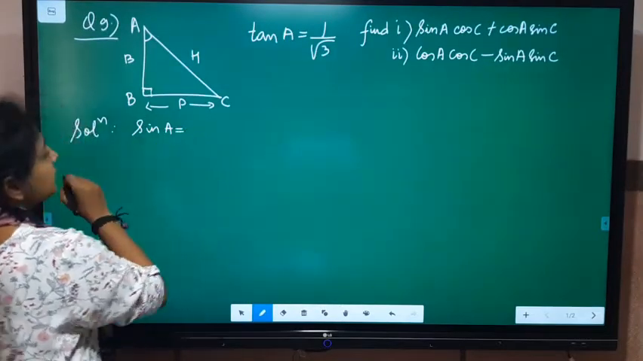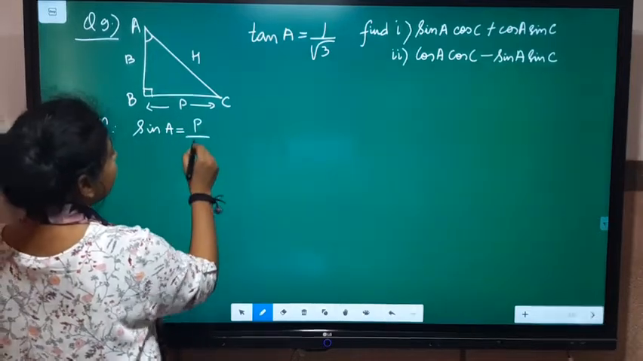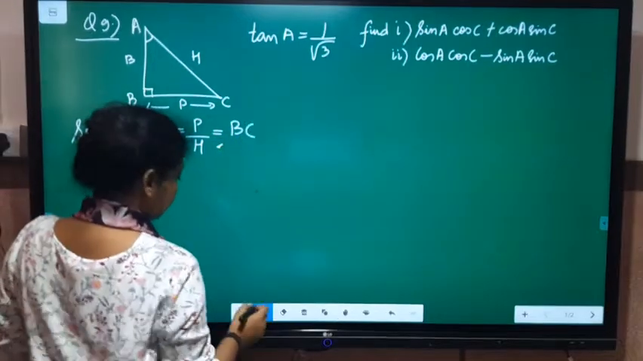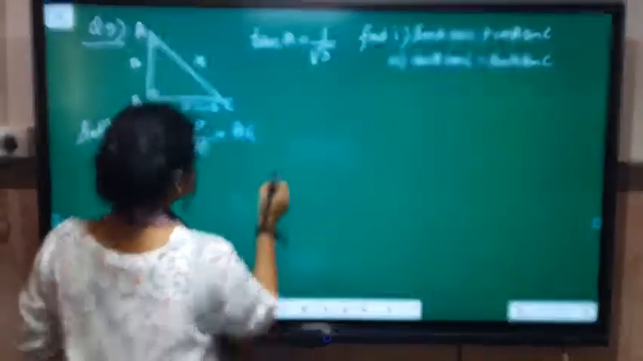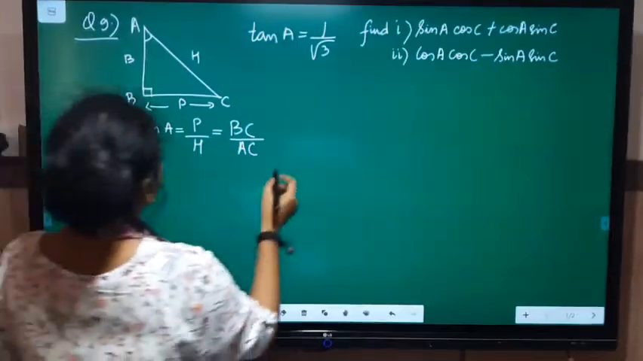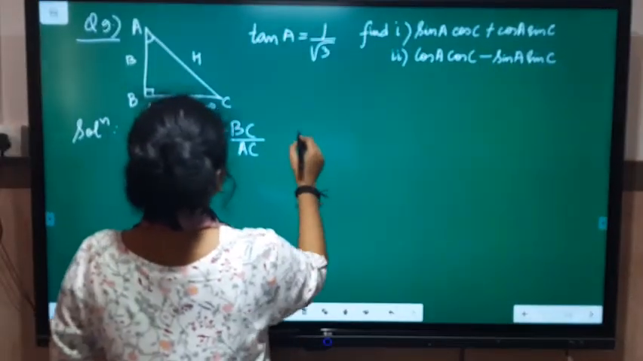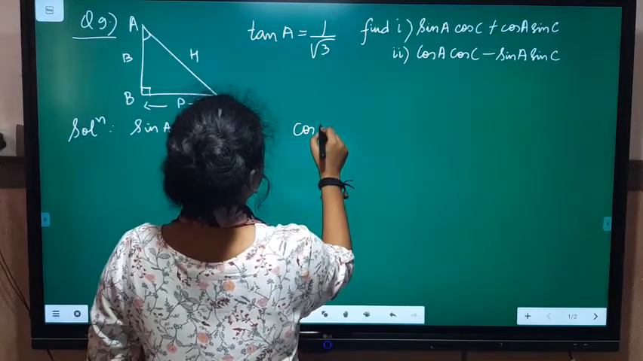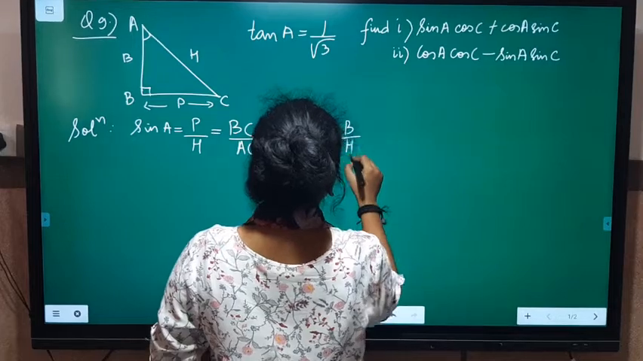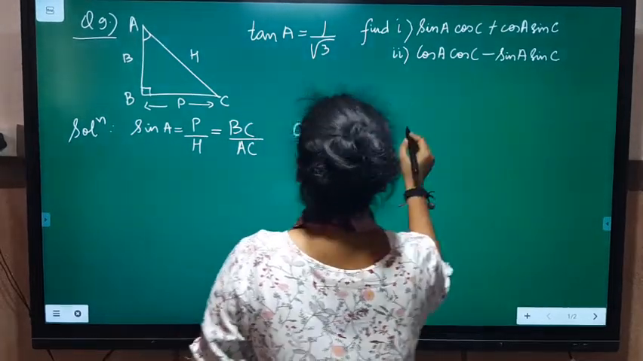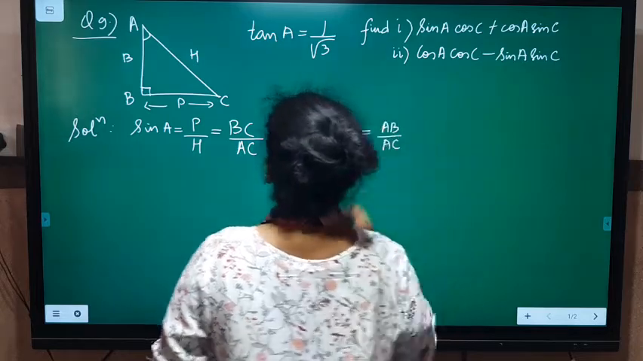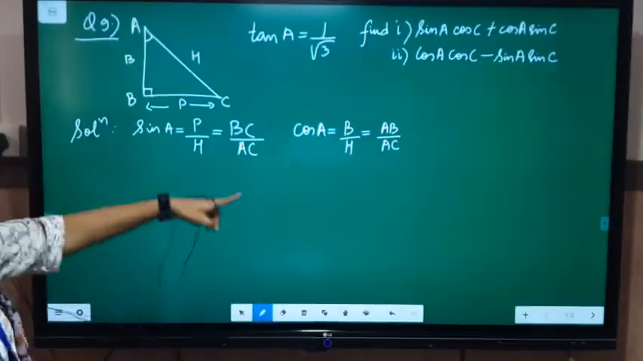sin A equals perpendicular upon hypotenuse. So the perpendicular is BC and the hypotenuse is AC, right? And also cos A will be base upon hypotenuse. The base we have as AB and the hypotenuse is AC, right? These are the values for sin A, cos A.